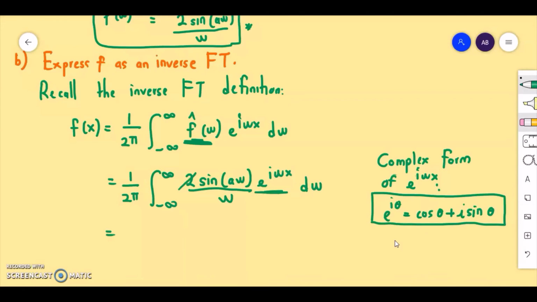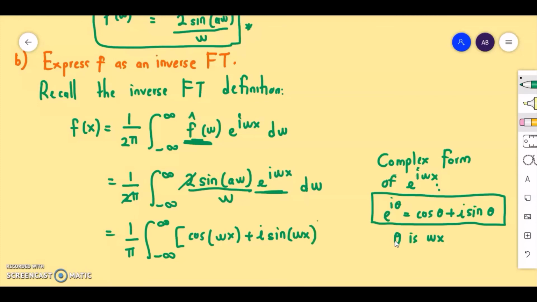Okay, so let's do that. Now my 2 and 2 can cancel out. That gives me 1 over pi from negative infinity to infinity. Okay, e^(i omega x), I'm going to change that first. That will give me cos, okay, what is my theta? Theta is omega x. So we will have cos omega x plus i sine omega x. And then don't forget my sine a omega over omega, d omega.